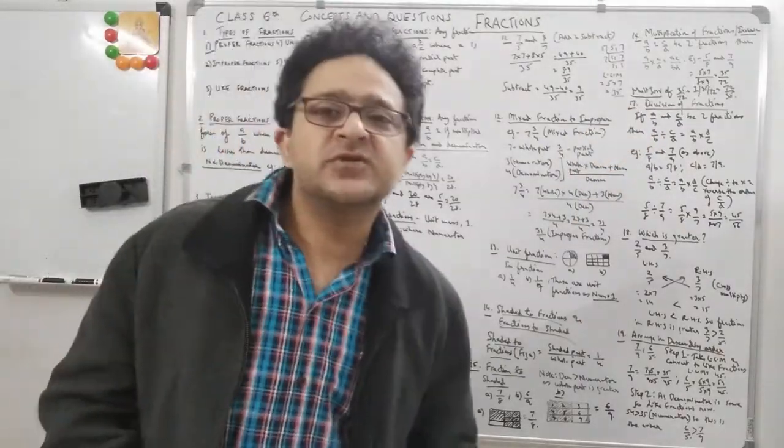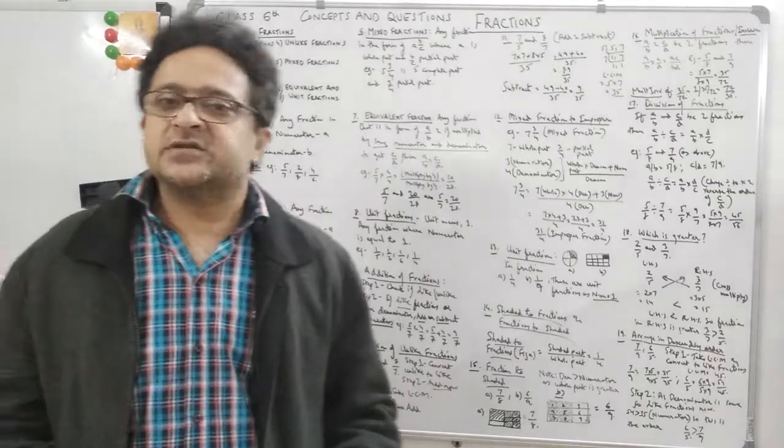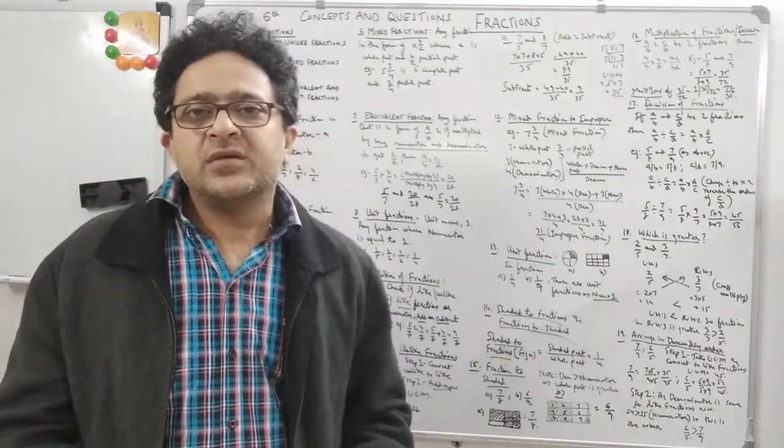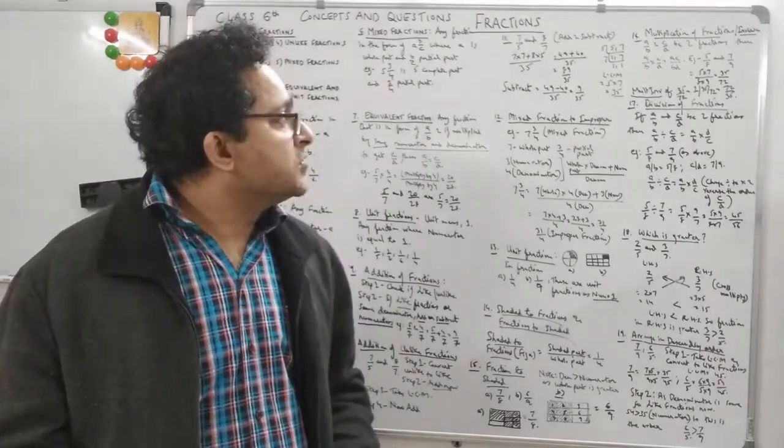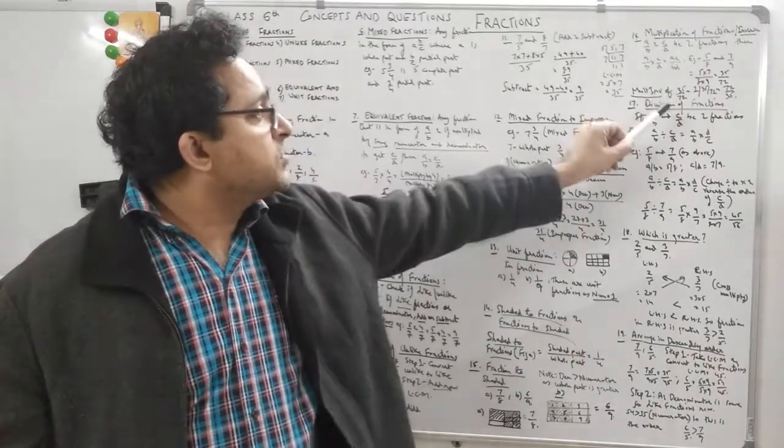What is the multiplicative inverse of 1? It's always 1, right? 1 upon 1. So it is always 1. And what about 35 by 72? It is 72 by 35.